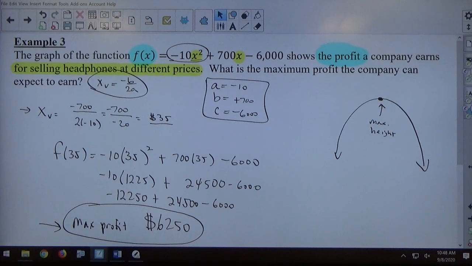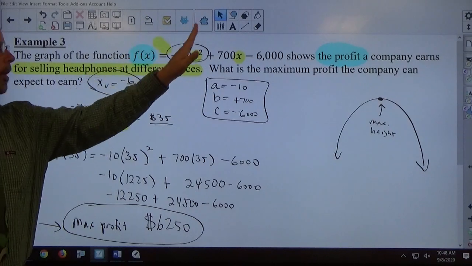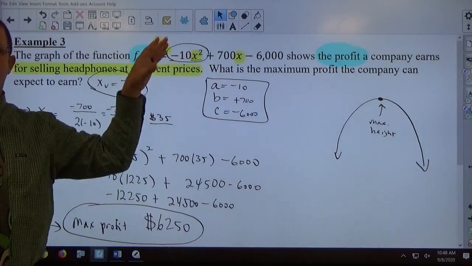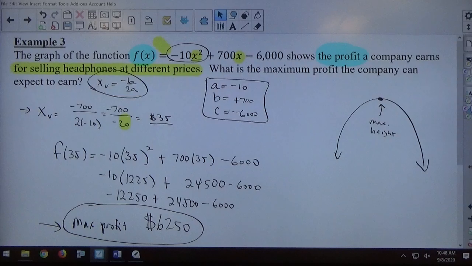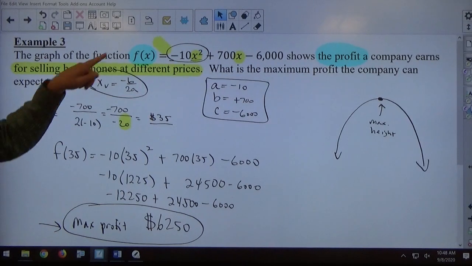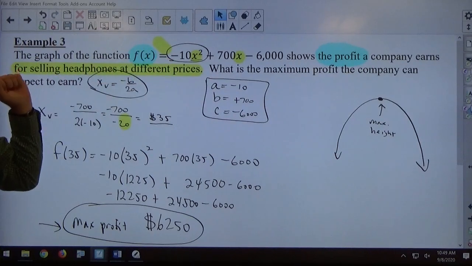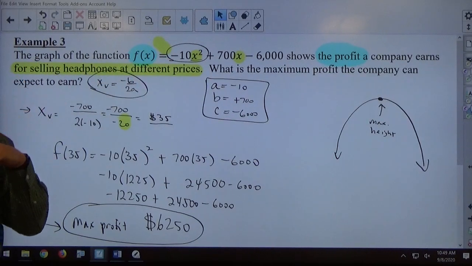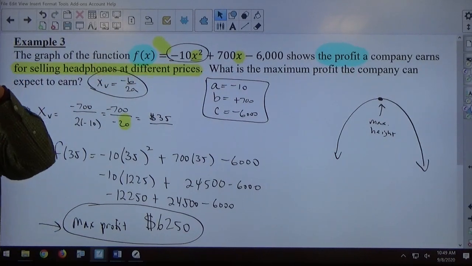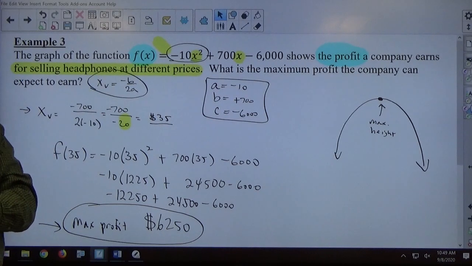So anytime you see the word maximum or minimum and you're dealing with a quadratic structure, x squared, x, constant, you're looking for the vertex. Maximums happen when A is negative, minimums happen when A is positive, because with positive A, the parabola turns upwards, so the vertex is the smallest point.